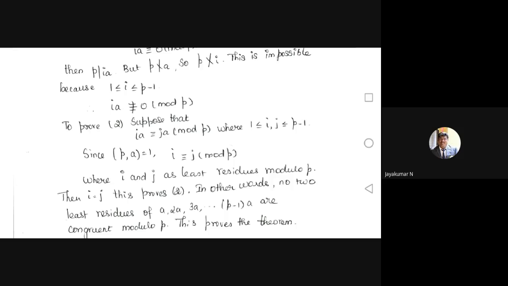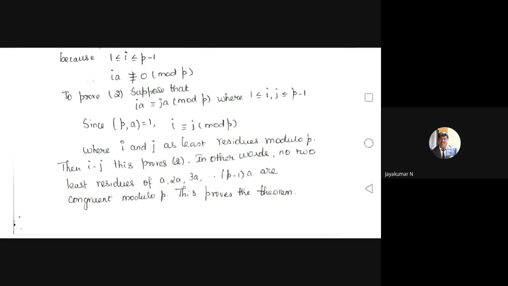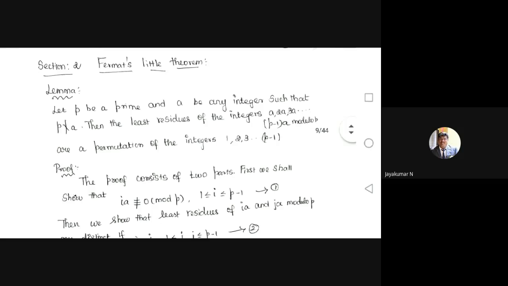In other words, no two least residues of a, 2a, 3a up to p minus 1 times a are congruent modulo p. So we have proved the lemma.